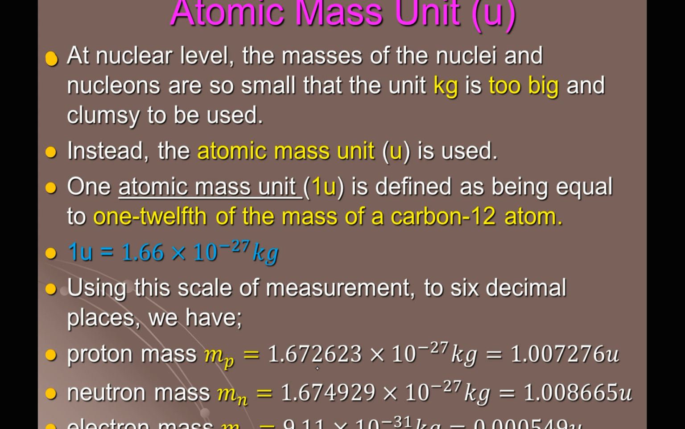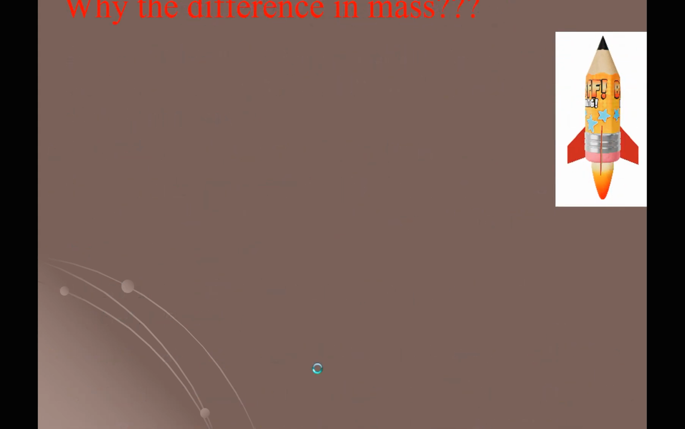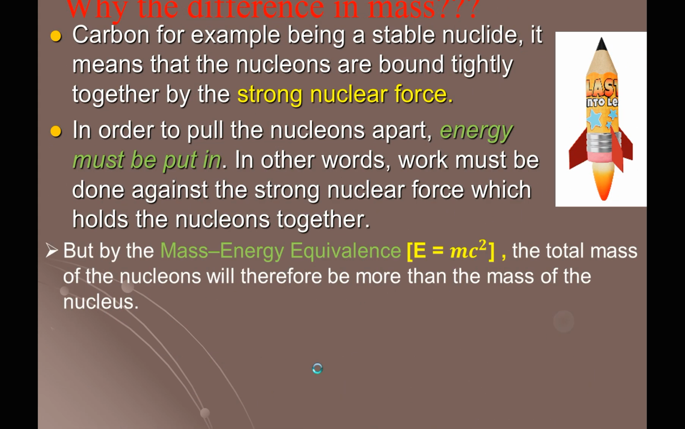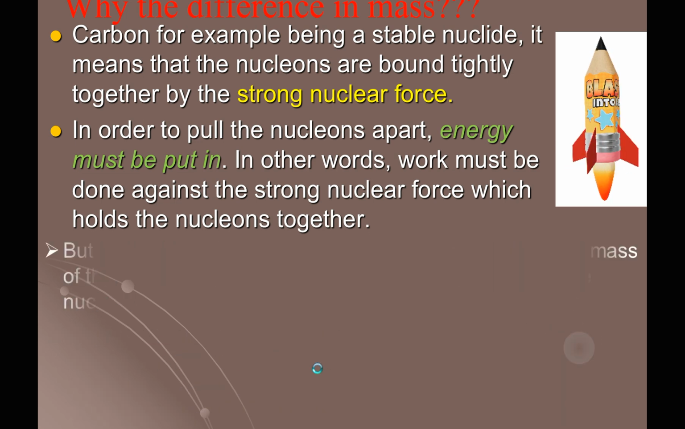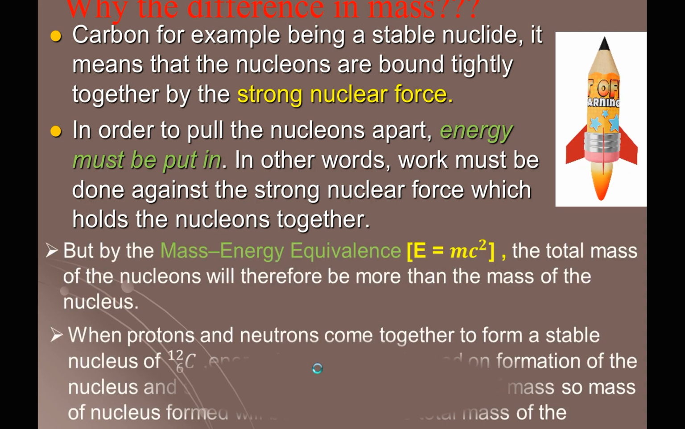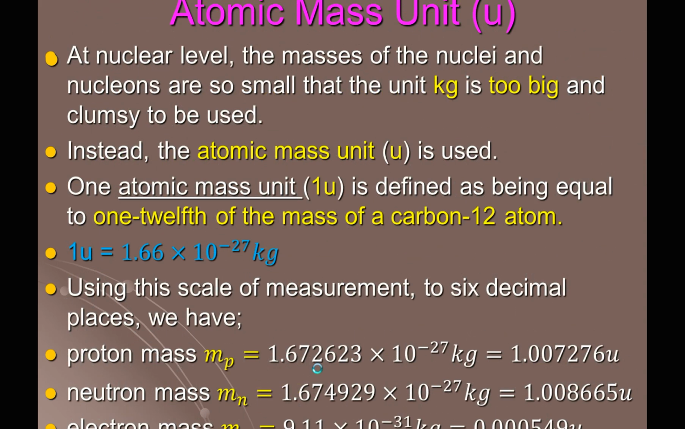So somebody may be asking themselves, how is the atomic mass unit equivalent to 1.66 times 10 to the power of minus 27? Having seen what one atomic mass unit stands for, as 1/12 of the mass of a carbon-12 atom, let's try to establish how one atomic mass unit is equal to 1.66 times 10 to the power of minus 24.